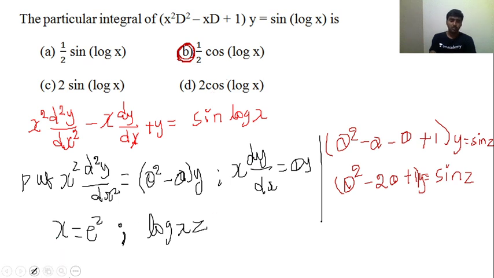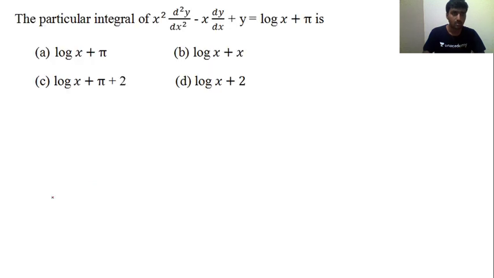Okay, next we are moving into the next problem as per the Euler-Cauchy equation. Coming to the next equation. Now the particular integral of x square into d square y divided by dx square minus x into dy divided by dx plus y is equal to, what is the answer here? So we have to make the substitutions as per our discussion.